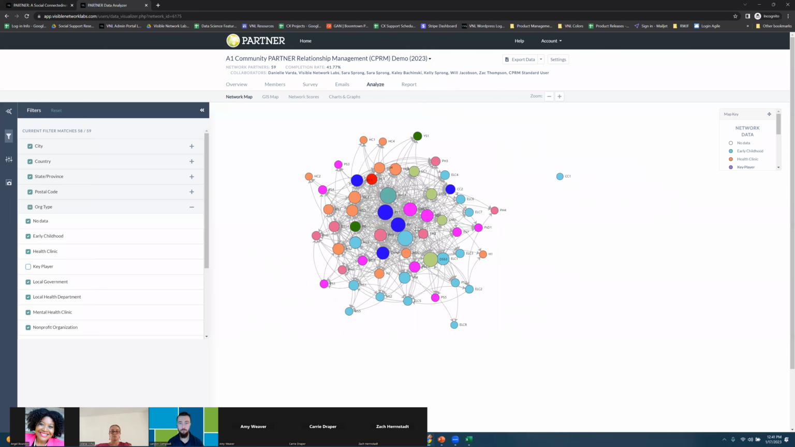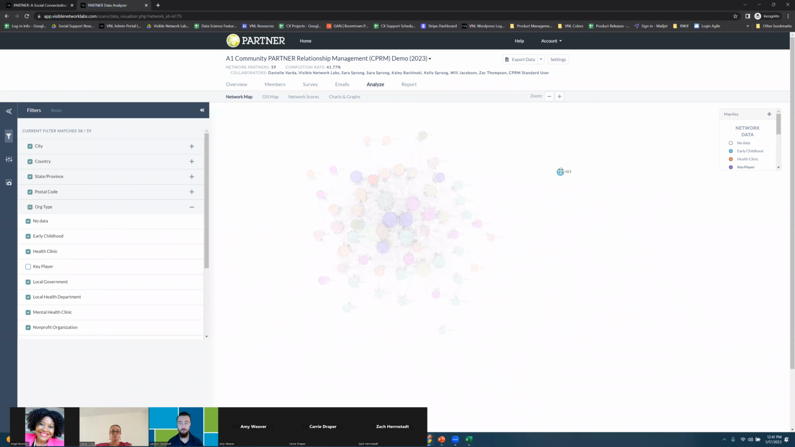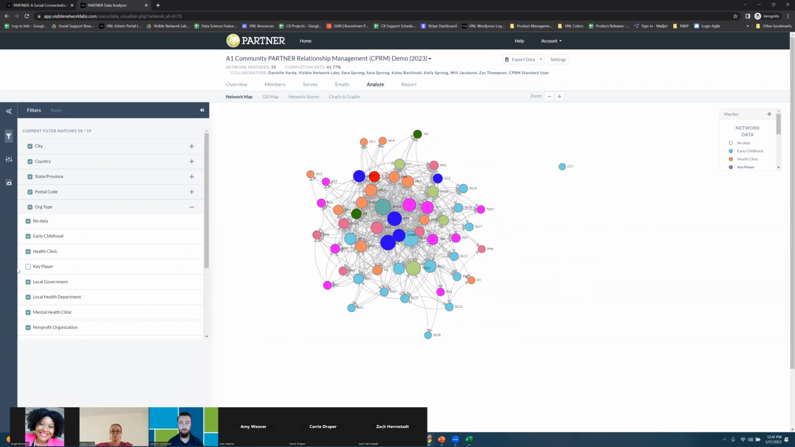So we need to at least make sure that they maintain that relationship, or else we may lose the connection to this group, right? So that's one important thing to note about this key player and their connectivity.